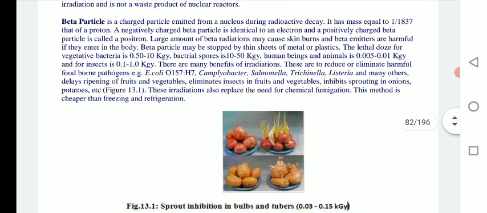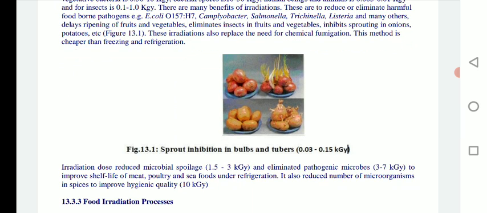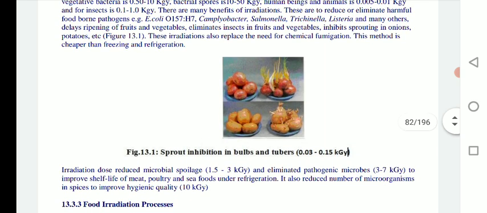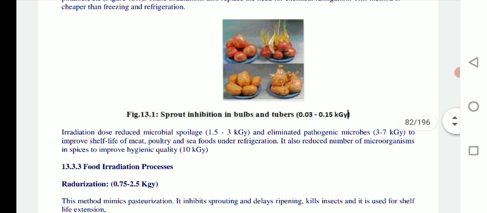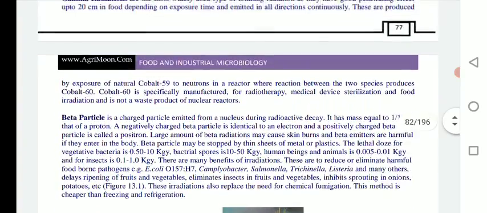So these radiations are effective and kill different kinds of microorganisms, especially pathogens. They kill Campylobacter, Salmonella, Listeria and many others. They also delay ripening of fruits as well as vegetables, eliminate insects in fruits and vegetables, and inhibit sprouting in onions and potatoes. These radiations also replace the need for chemical fumigation. This method is cheaper than freezing or refrigeration. So these are overall details regarding different kinds of radiation.